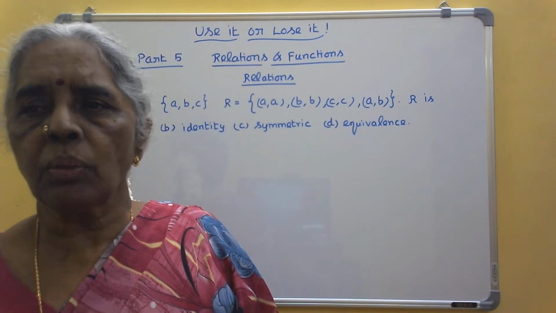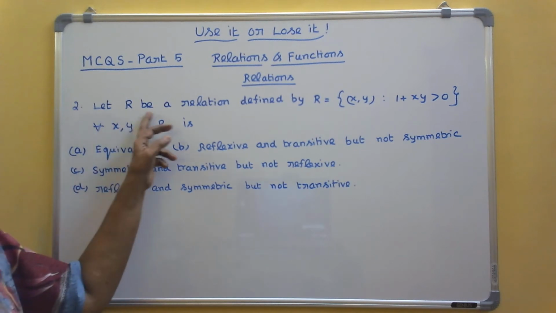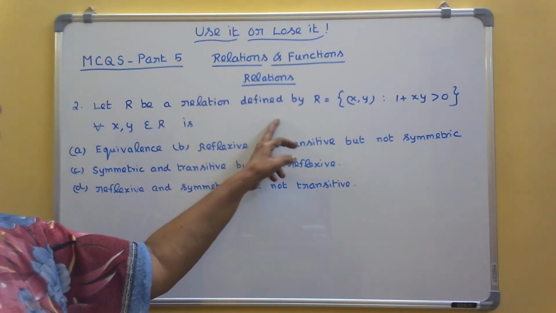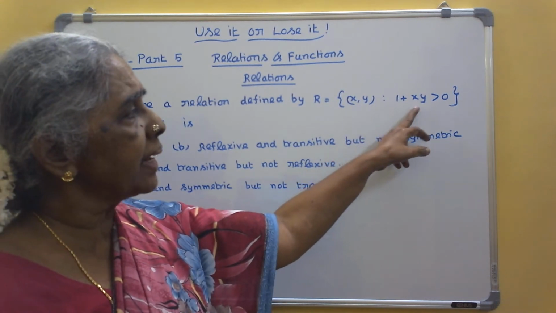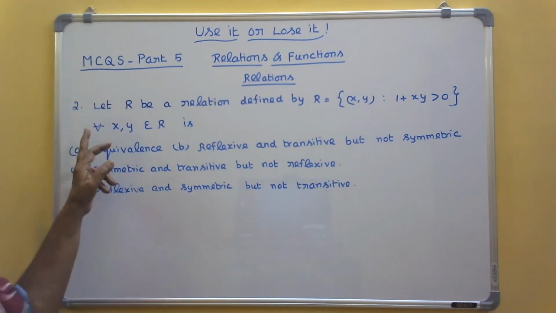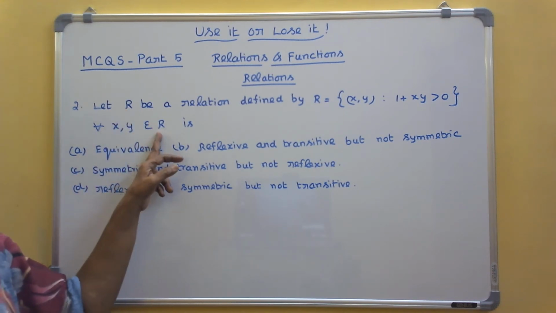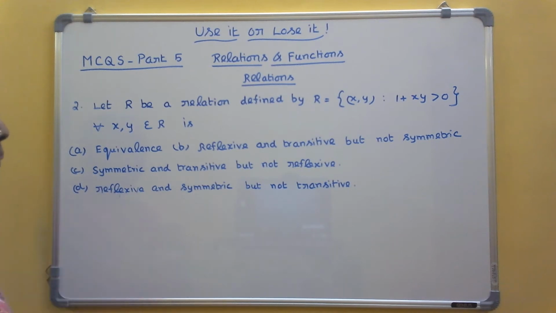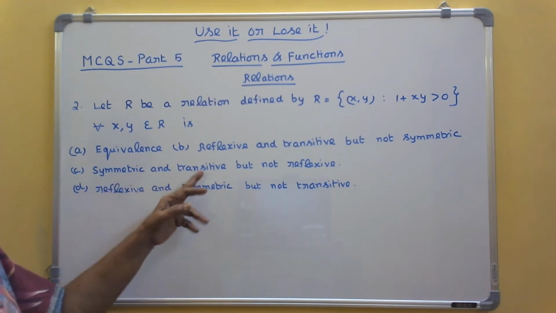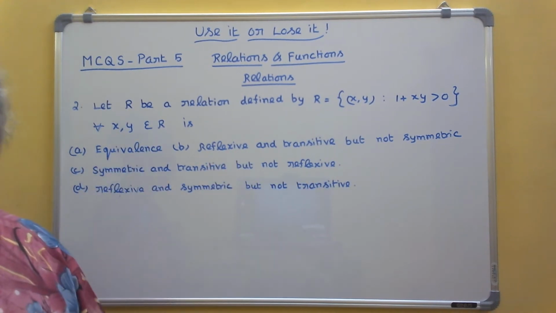Now let us move on to sum number 2. Let R be a relation defined by R = {(x, y) : 1 + xy > 0}, where x, y belong to R. This R refers to real numbers. Is it an equivalence relation, reflexive and transitive but not symmetric, symmetric and transitive but not reflexive, or reflexive and symmetric but not transitive?